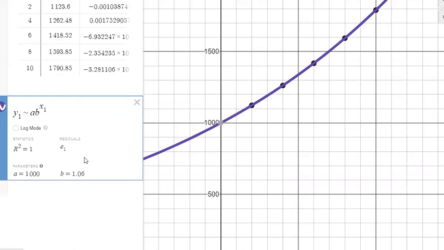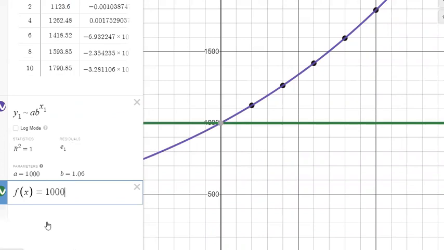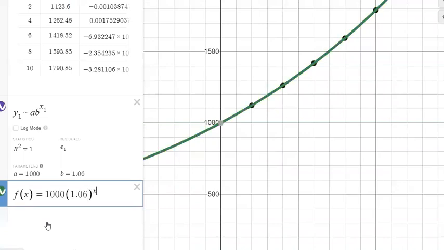And then I'm going to write down my parameters down here. My A is 1000 and my B is 1.06. So down here in box 3, I'm going to have f of x is equal to 1000. And then in parentheses, I'm going to put my B value, 1.06, close it up, and then raise it to the X power. And now the green curve is going to represent my curve of best fit.